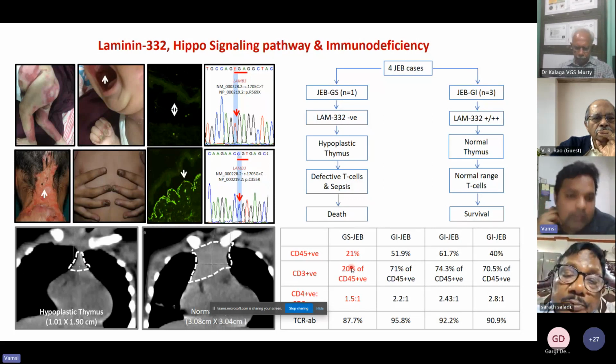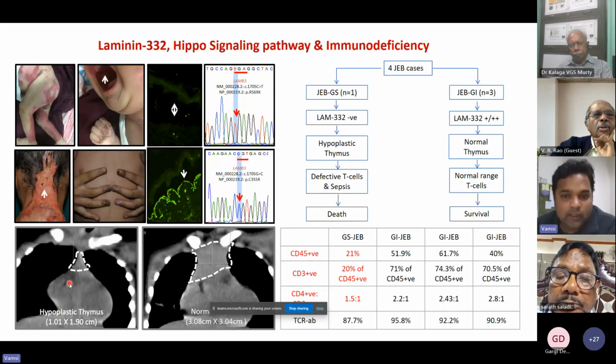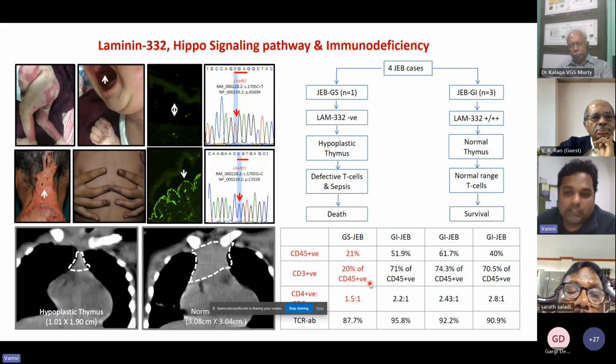So yes, that is totally true, because patients end up having a lot of sepsis for multiple reasons. And sepsis in turn can also cause a hypoplastic thymus and can also reduce the immune cells, because that usually happens in sepsis.